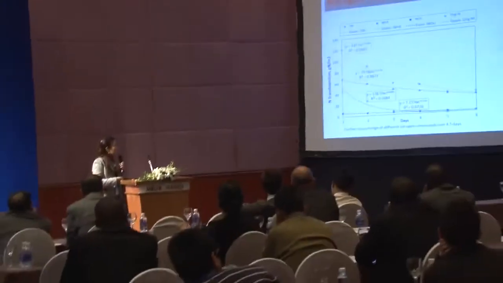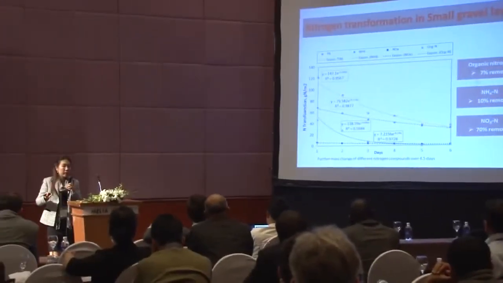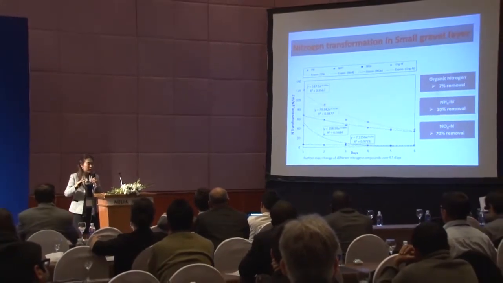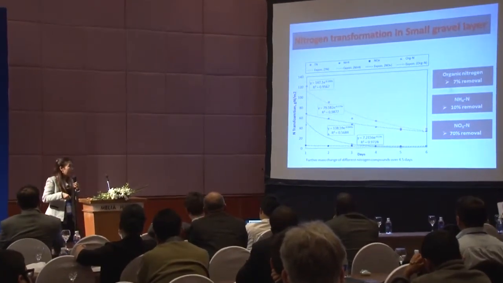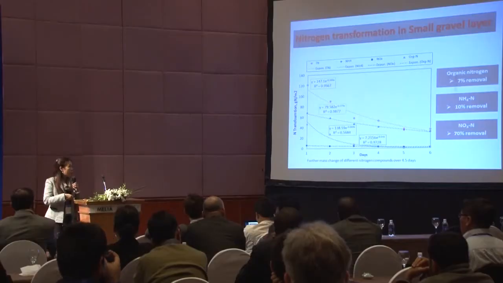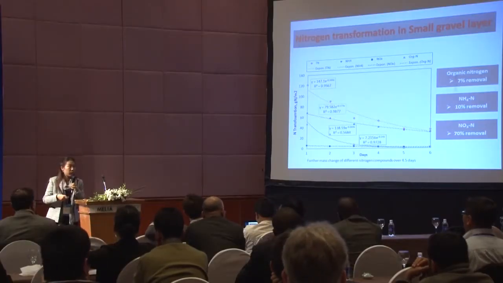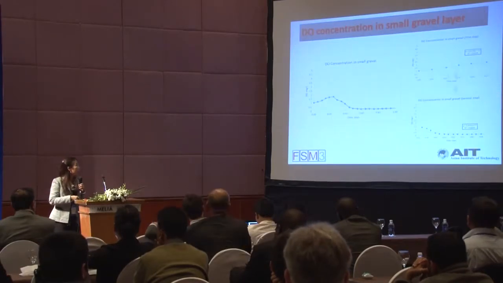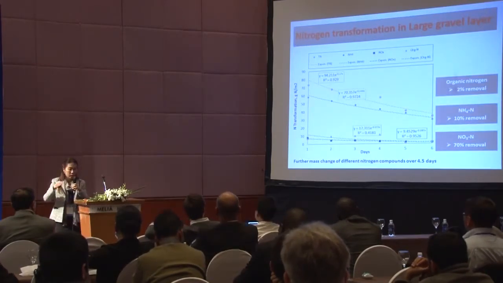And then the small gravel layer is also more or less the same, but with not as much reaction as the sand layer. Just 7% of organic nitrogen is removed at this level, and 10% of ammonia is also removed. The nitrite and nitrate are also removed here under the denitrification reaction. Also for the bottom gravel layer, the remaining of every form is removed here.